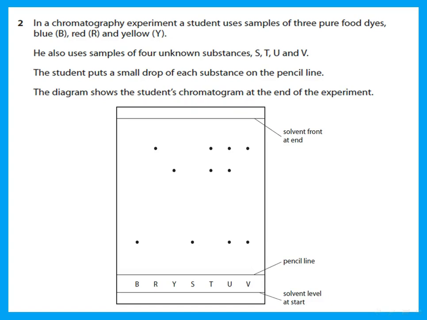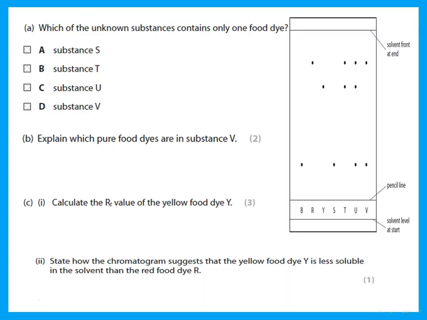Then the second question is talking about chromatography. He says, in a chromatography experiment, a student uses samples of 3 pure food dyes, B, R, and Y. So remember that B, R, and Y are pure food dyes. He also uses samples of 4 unknown substances, S, T, U, and V. So S, T, U, and V are the ones we're testing. The student puts a small drop of each substance on the pencil line. The diagram shows the student's chromatogram at the end of the experiment.